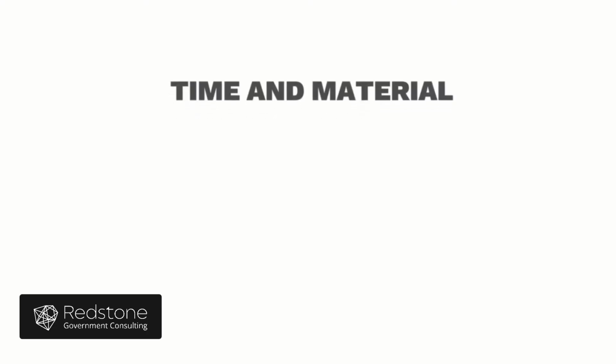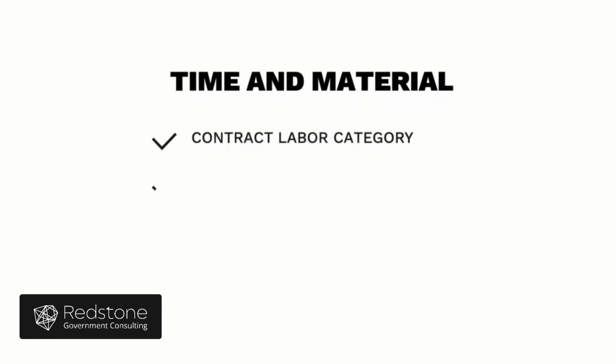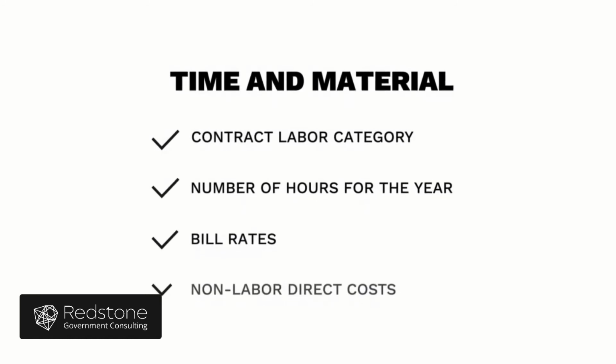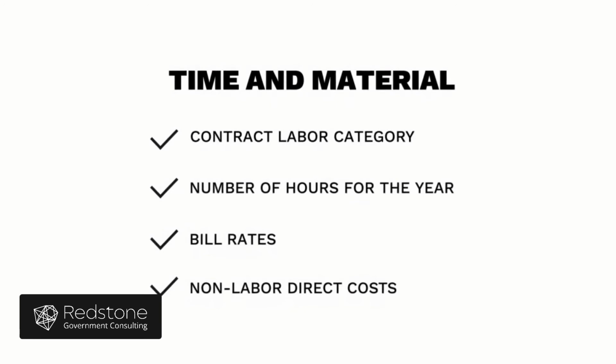After the contract labor category, number of hours for the year, and bill rates are entered in for the time and material project, it's important to enter the non-labor direct costs associated with the project. These costs should be linked from Schedule H into the section beneath the labor section on Schedule K.